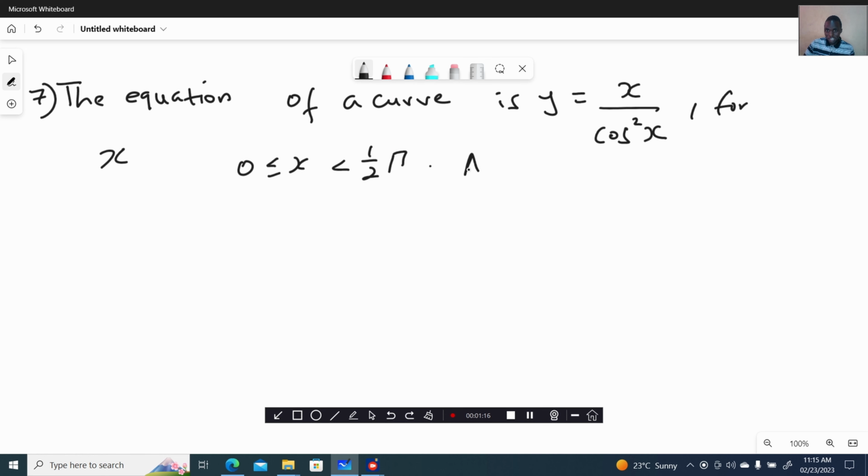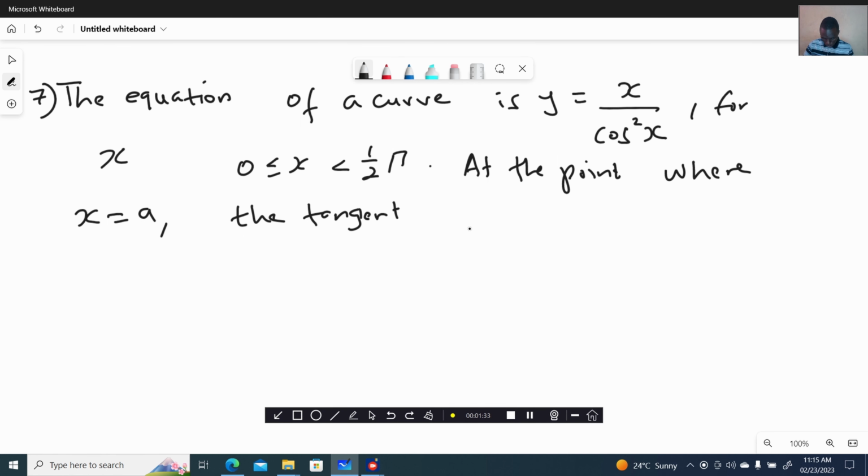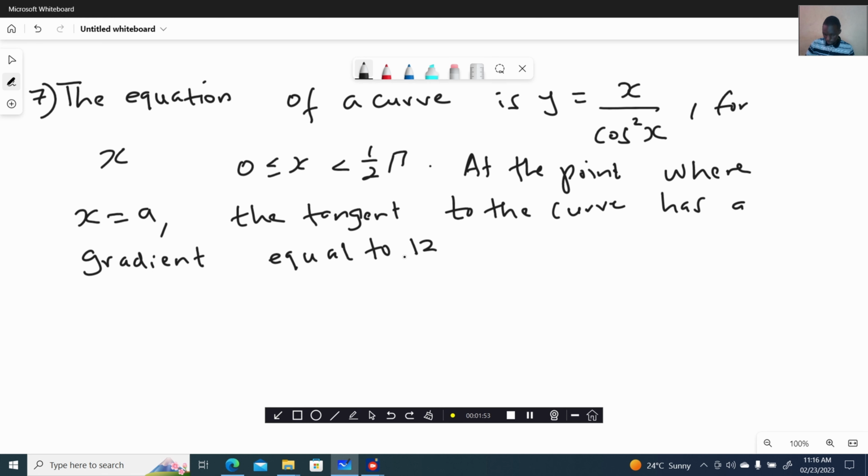And then you have at the point where x equal to a, the tangent to the curve has a gradient equal to positive 12.